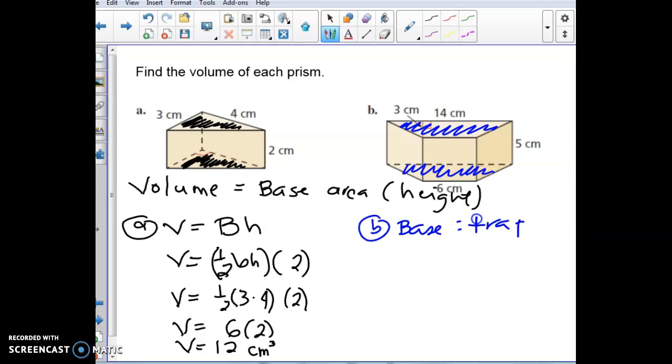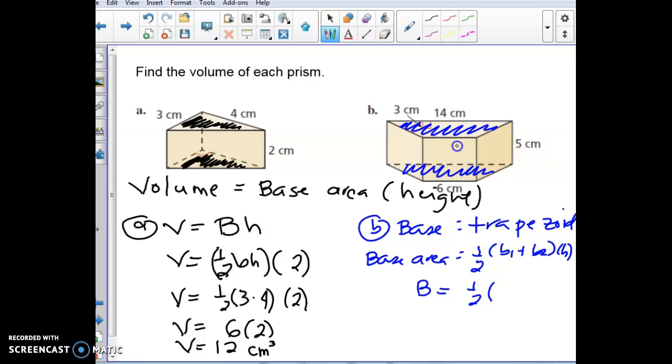So the base is a trapezoid. So how do you find the base area? The formula for the base area of a trapezoid is 1/2 base 1 plus base 2 times h. So to find the value of capital B, you go 1/2. The base 1 is 6, which is also congruent to this segment here. So 6 plus the base 2 is 14.